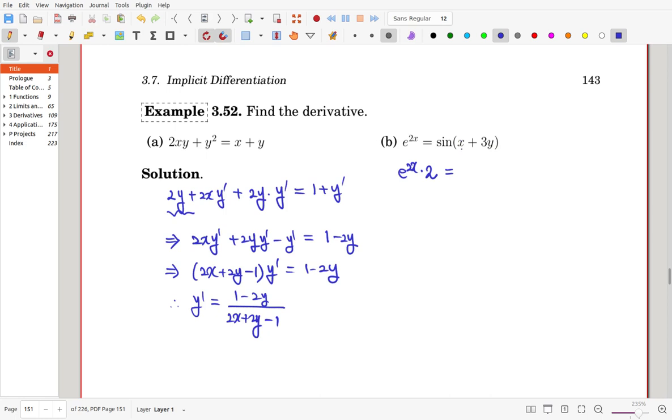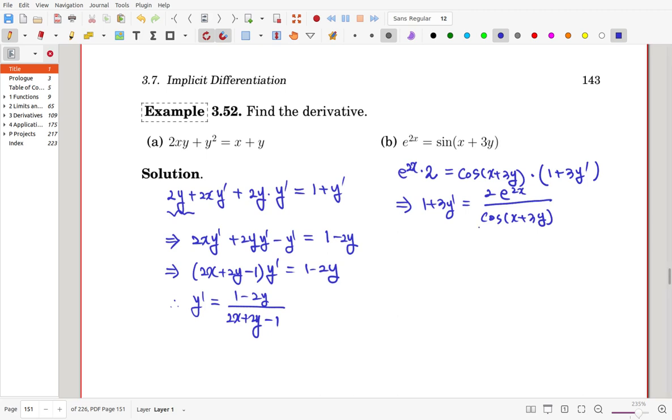First we take the derivative with respect to x of x plus 3y. Then that is cosine of x plus 3y, and here we have to multiply by the derivative of x plus 3y, which is 1 plus 3y prime. Right? Okay. So from here, 1 plus 3y prime equals 2 e to the 2x divided by cosine of x plus 3y.